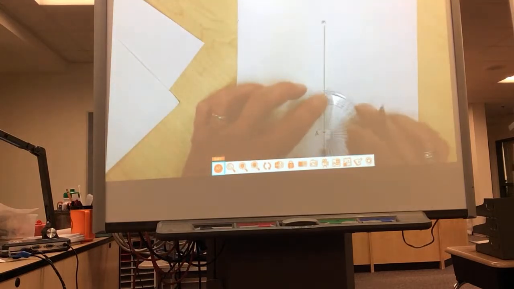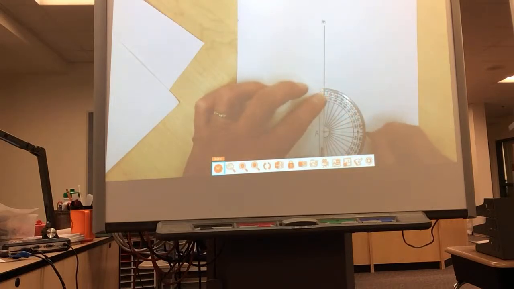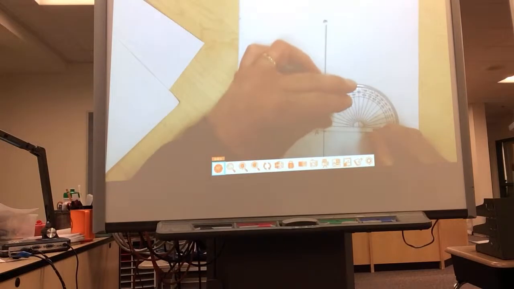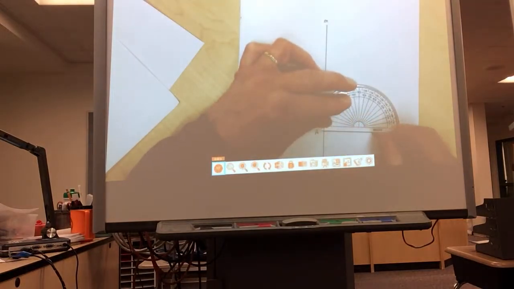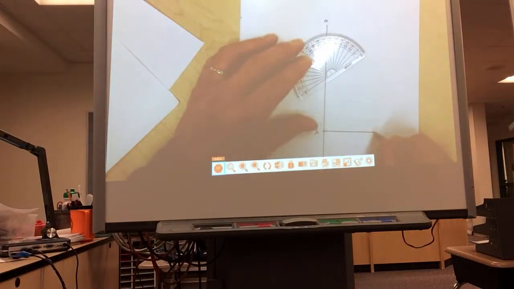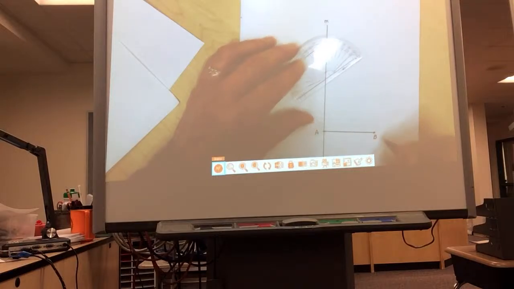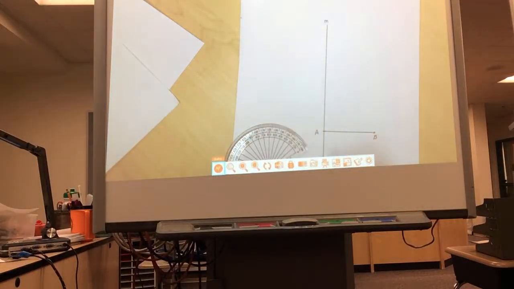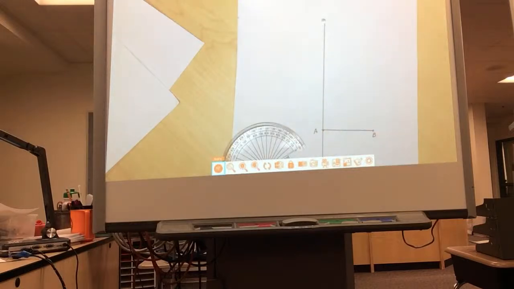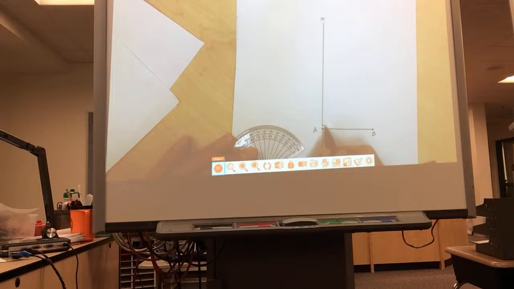So you need a drawing compass or a protractor, right? You can construct it, but I don't mind the measuring. Mark point B at the end of your segment. Point A. There's a 90 degree angle.